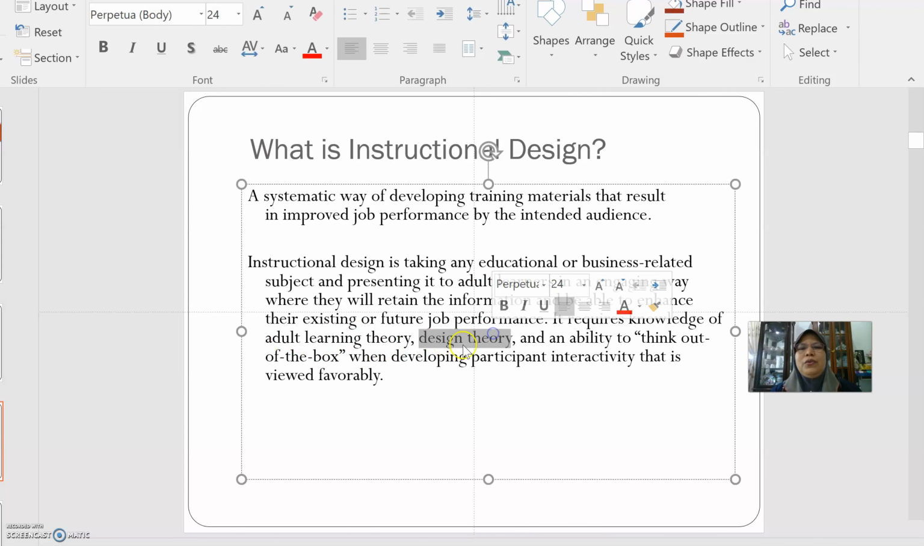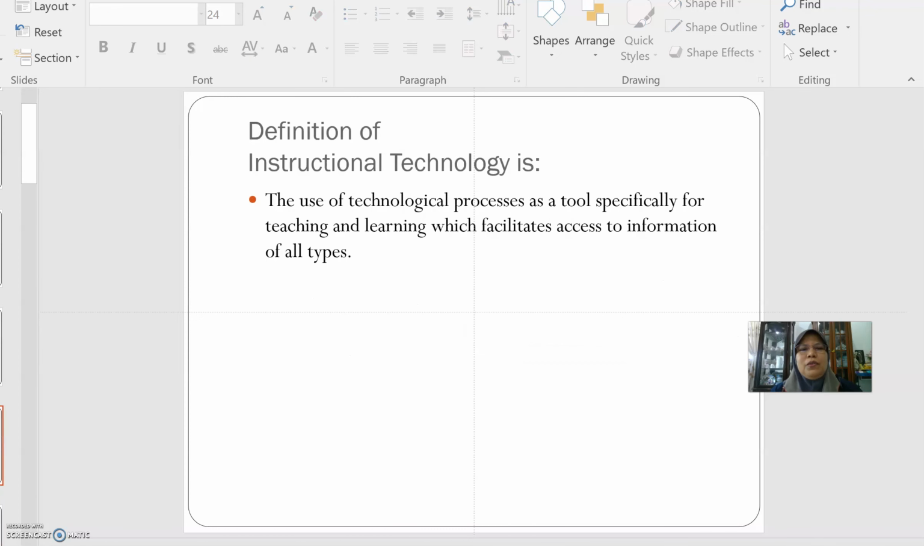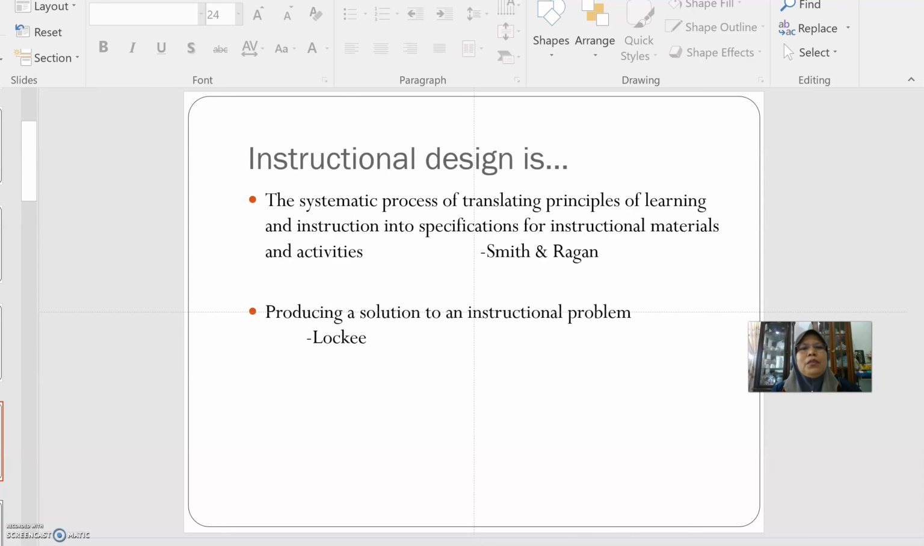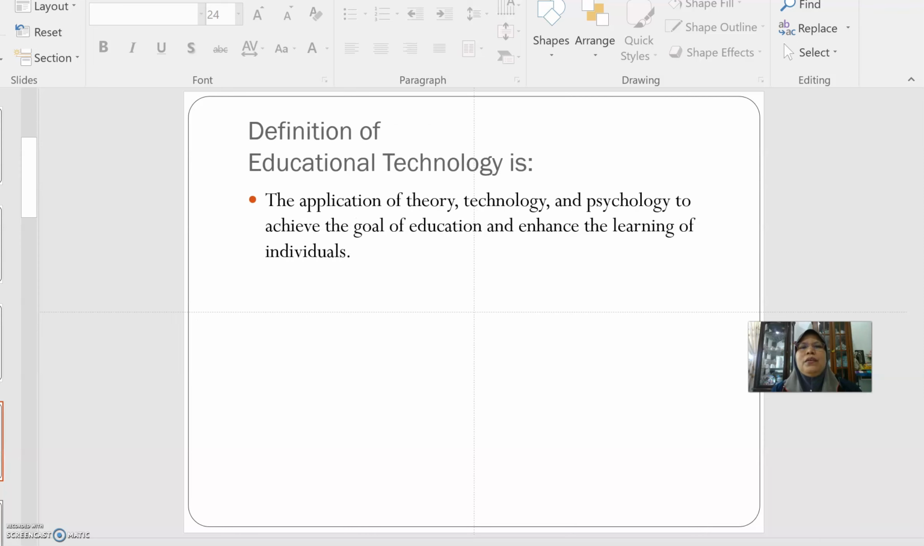The design theory. If we talk about design theory, there are a lot of them, for example, constructivist, behaviorist, cognitivist theory. Try to Google what is meant by those. This is the importance of instructional design. There are a lot of definitions. You can read through this one, and I don't want you to stick to only one single definition.